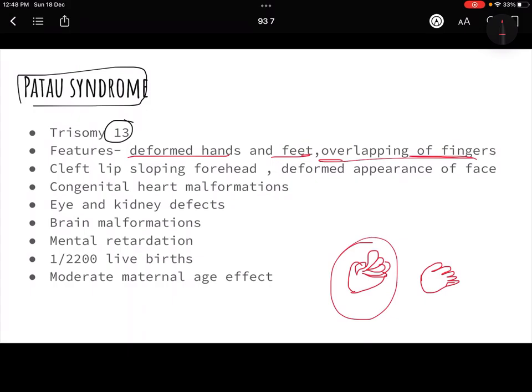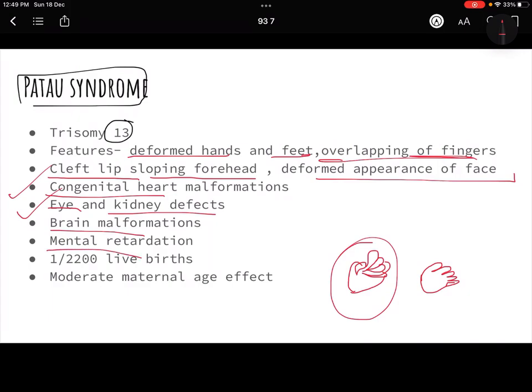Okay, then there is a cleft lip. Okay, I'll show you what a cleft lip is, do not worry. Then deformed appearance of the face. That means face, hands, feet, they are all deformed. That means there are certain malformations. Okay, then there are congenital heart malformations, eye and kidney defects, brain malformations, mental retardation.